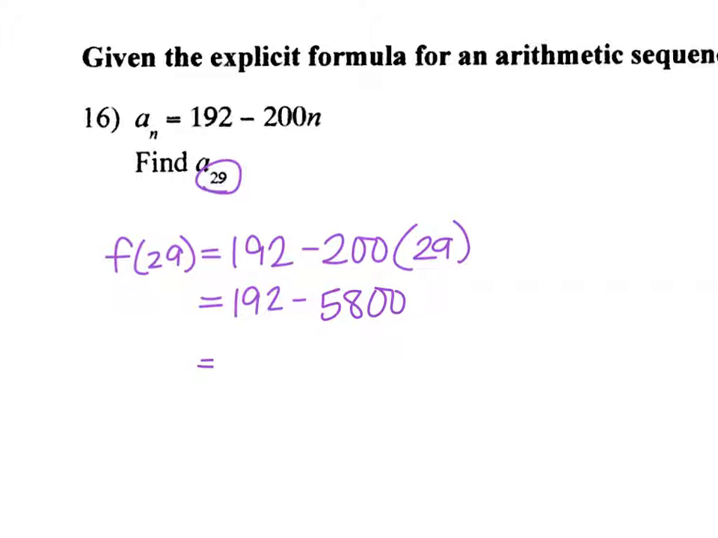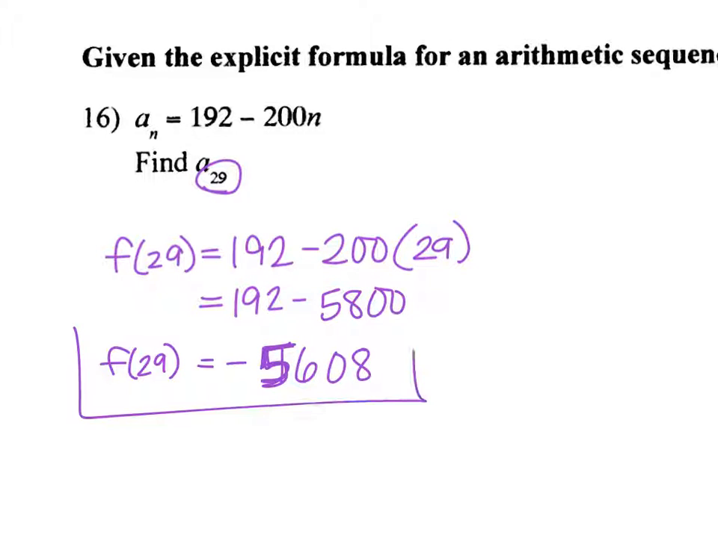And then that's going to give me negative 4,608. All right, I'm doing that without a calculator, so let me check myself real quick. Oh, I'm glad I checked. Okay, that should be 5,000, not 4,000. Negative 5,608. All right, so that's going to be your 29th term.